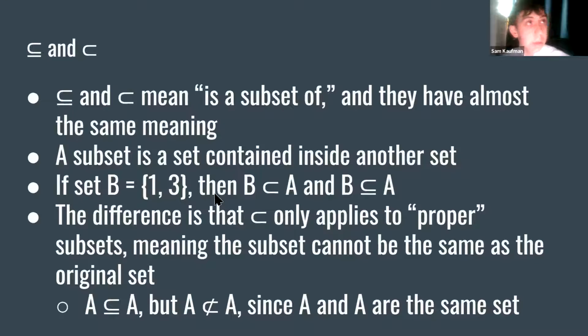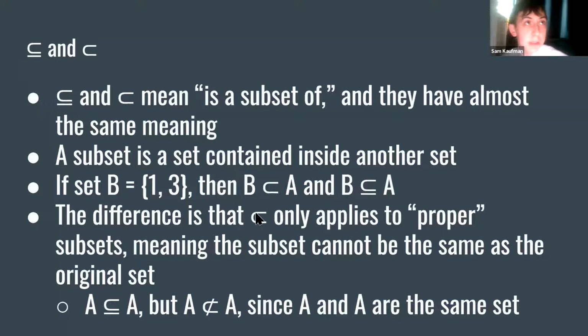So if we remember, our set A before has 1, 3, 5, 7, and 9. Now let's introduce a set B, which has elements 1 and 3. You can say that B is a subset of A, and we can use either of these symbols in this case.